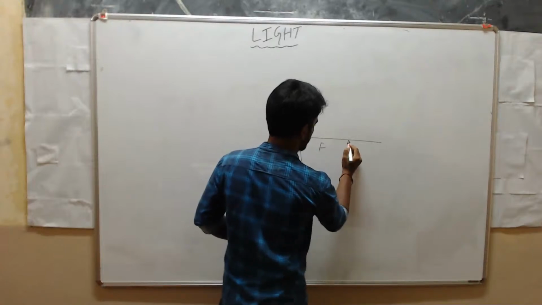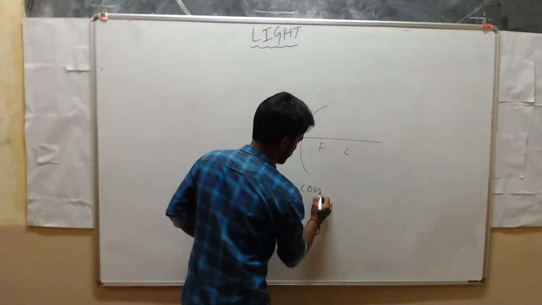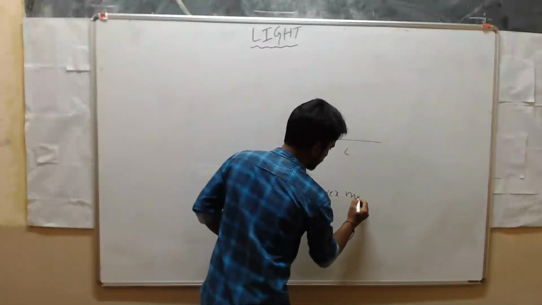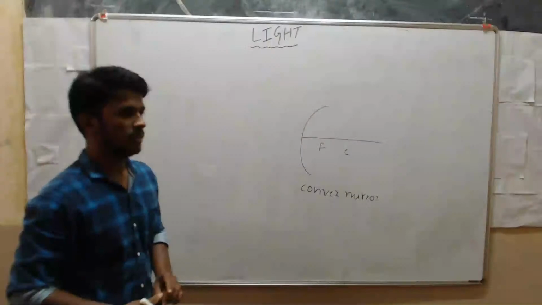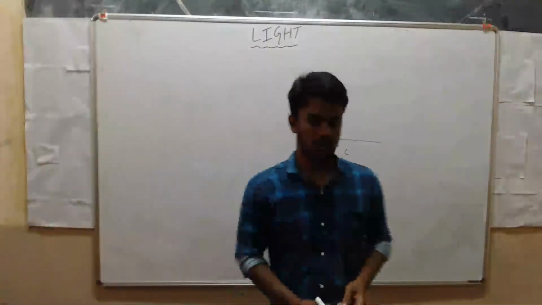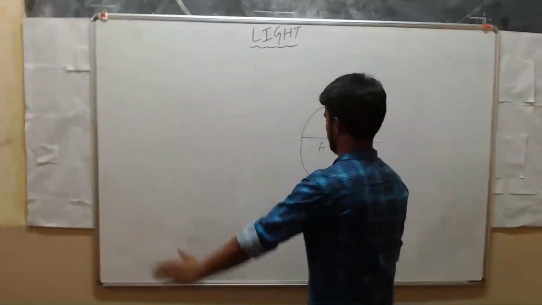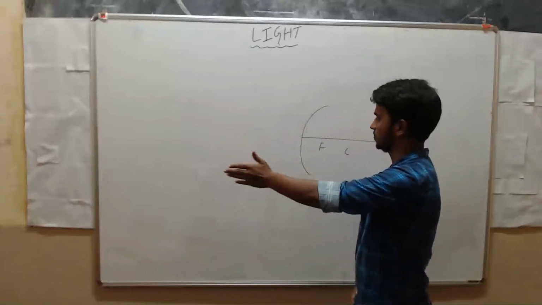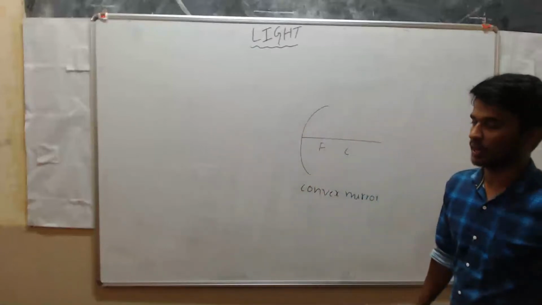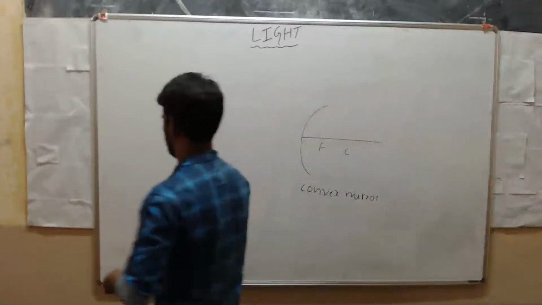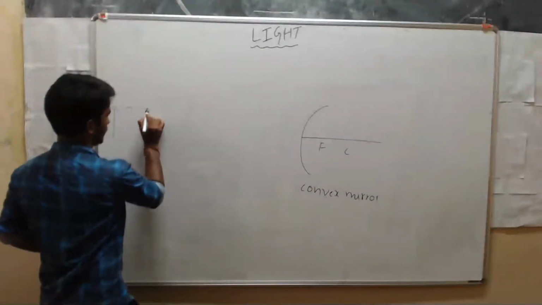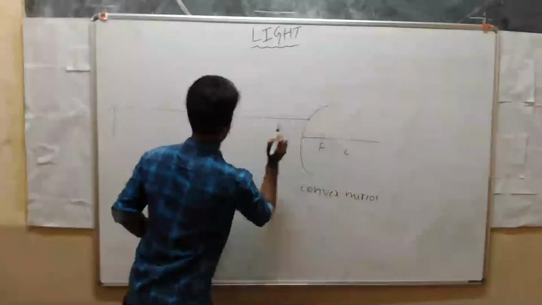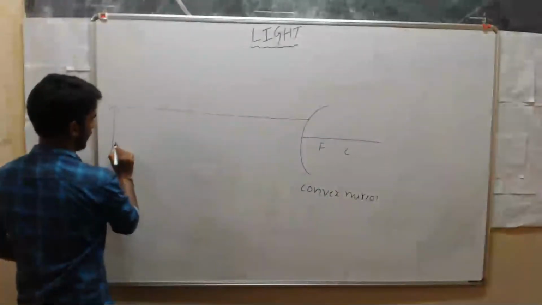This is the principal focus, the center of curvature, and this is the convex mirror. You know, right? So we make one assumption: we will always keep the object on the left hand side of the mirror. Now first we place the object at infinite distance, and we have considered two rays parallel to the principal axis.